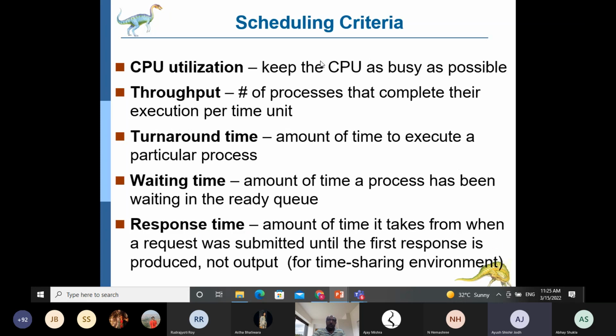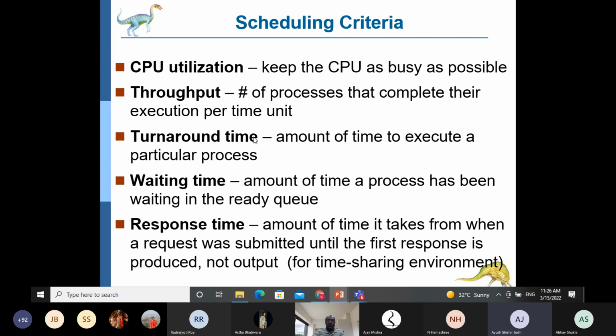Then when you are scheduling processes to the CPU, what is the criteria? What are the various parameters that need to be optimized? There are different constraints in which the scheduling has to be carried out, depending on the applications. For example, CPU utilization. This is most important. That means we need to keep the CPU as busy as possible. Then throughput, that is the number of processes completed in a unit time, has to be maximized.